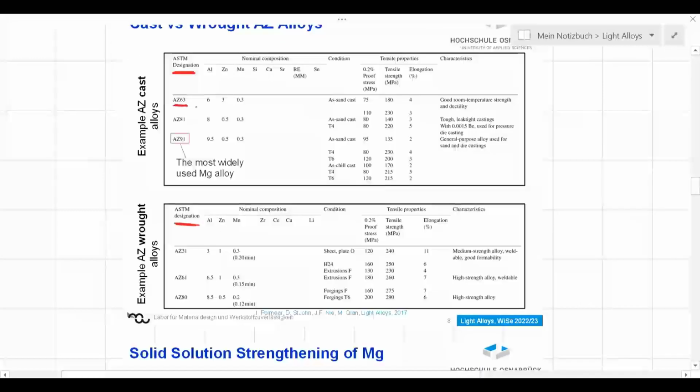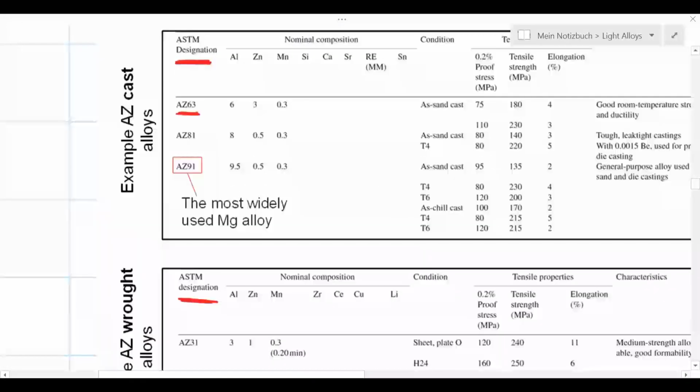AZ63 gives us an idea about chemical composition. We can also confirm that it has 6% of aluminum and it has 3% of zinc, and some manganese is there. We could assume it is related to corrosion resistance. If iron is there as impurity, it could kind of scavenge and remove iron out of the system or make it less dangerous in view of corrosion resistance.